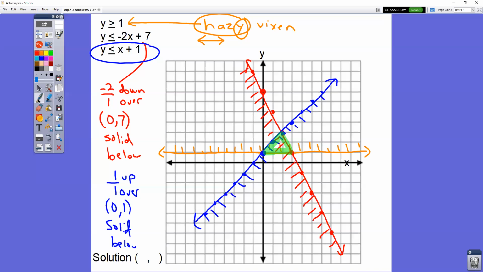Now, because these are solid lines, I could use where the lines cross. So could I use over to 3 up to 2? Could I use that point right there? Sure, because they're on solid lines. If they were dotted, I could not. I could use that one, I could use that one, or anywhere in that green. So I could use a point like this, which is over to 2, up to 2. So that one had a very, very small little solution area. Questions on that one?